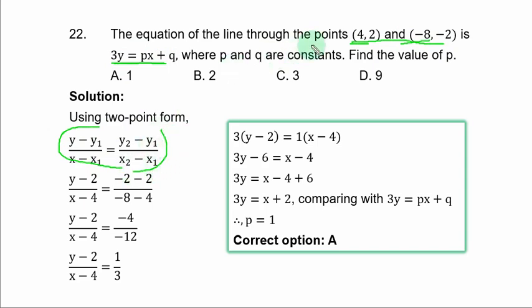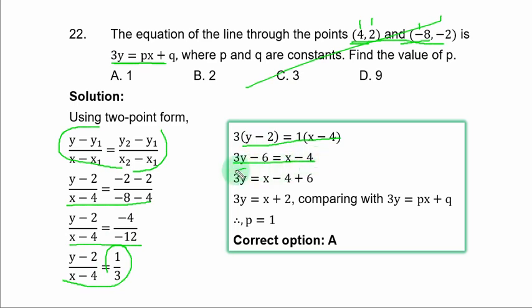So from here, this is x1, you have y1, this is x2 and y2. If you put them in the formula, you have something like this. If you simplify, you have this. If you divide through the right hand side by -4, you have (y minus 2) over (x minus 4) equal to 1 over 3. Cross multiply to clear fractions. You have it in this form. If you open the bracket, you have this.